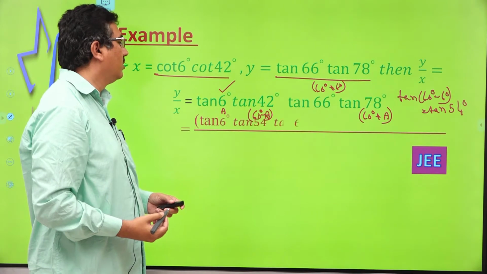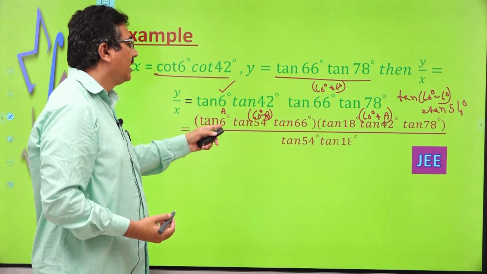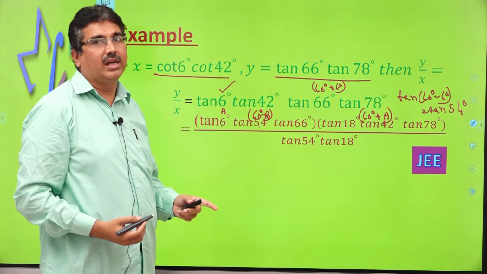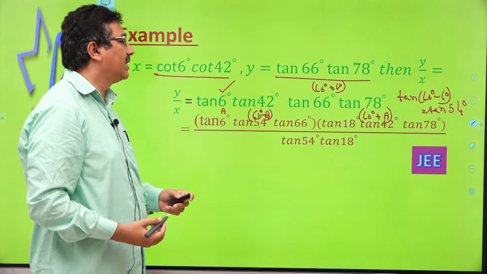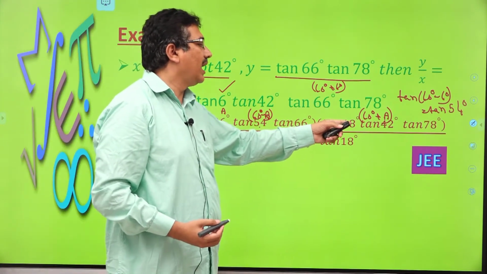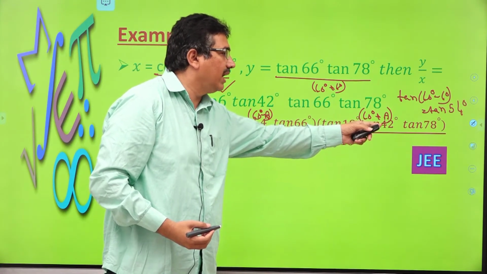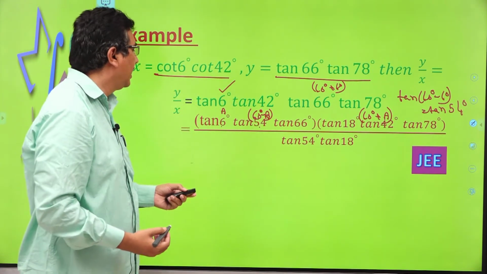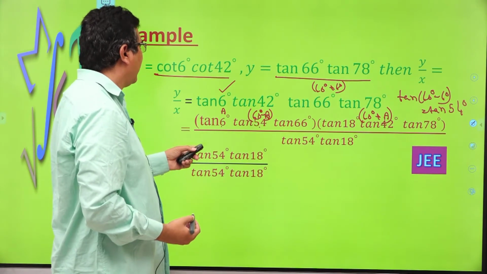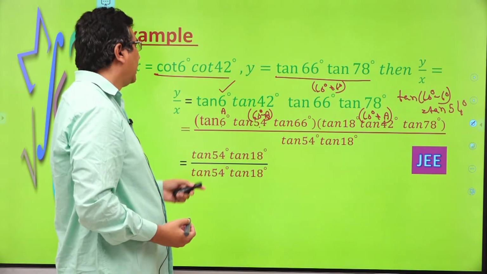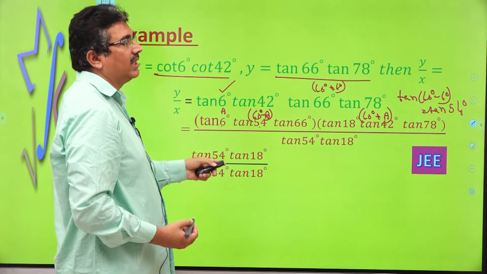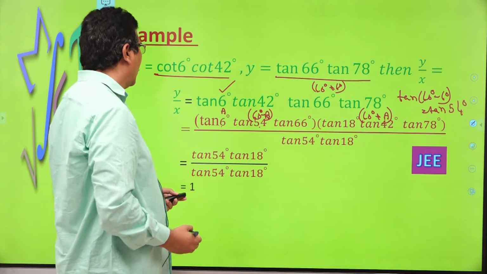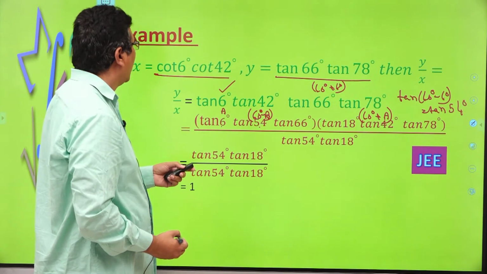That is equal to, okay, tan A, tan 60 minus A, tan 60 plus A, right? That is equal to tan 3A. Similarly, tan A, tan 60 minus A, tan 60 plus A, that is equal to tan 3A, that is equal to tan 54 into tan 18, right? So, numerator and denominator same, that is equal to 1. Okay, right.